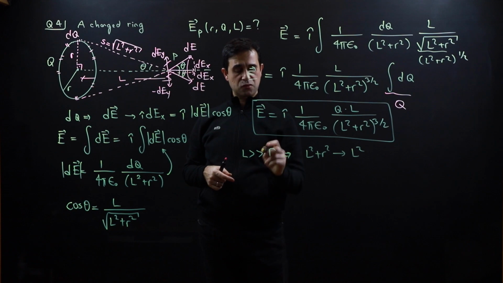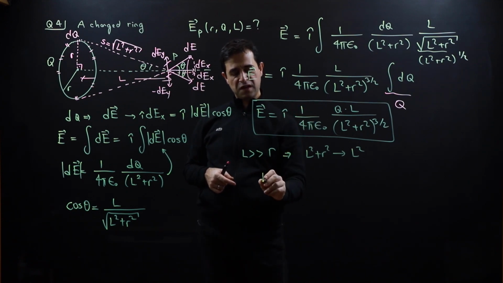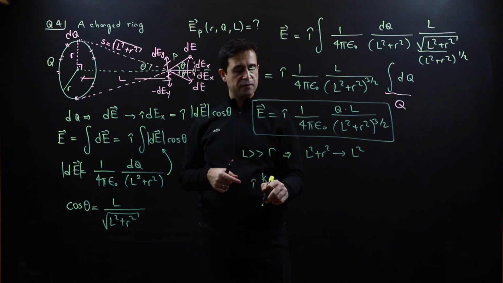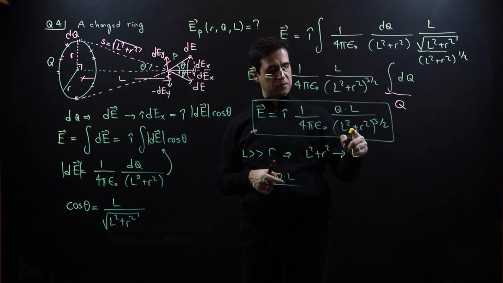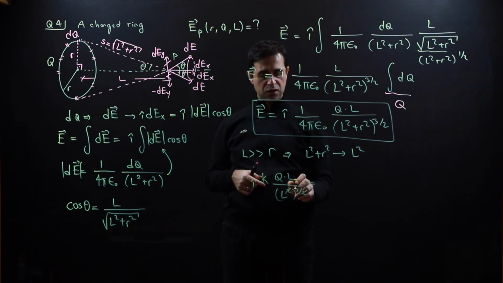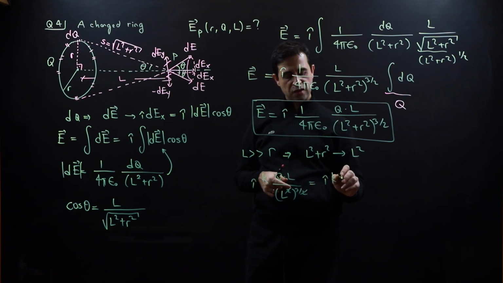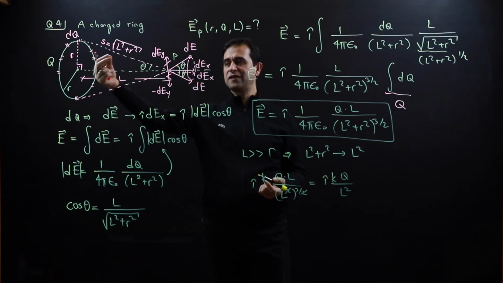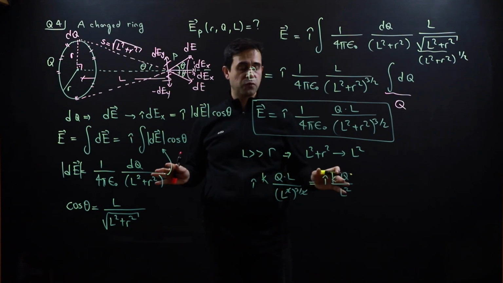If you do that, let me replace this 1 over 4 pi epsilon with K. It will be I hat K Q times L divided by L squared with 3 halves. So that cancels that, and you're going to get L cubed, and L cubed cancels one of the L in here, and you get KQ divided by L squared, which is nothing but the electric field due to a single charge with a charge of Q and where the distance is L. This is exactly what we expected, right?